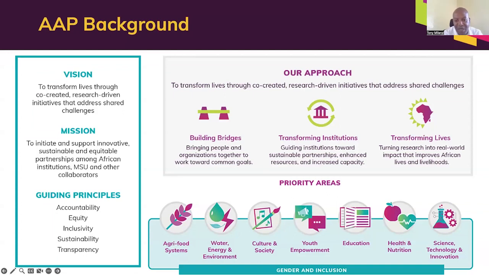We have 7 priority areas. There could be more coming, but as of now, we have agri-food systems, we have water, energy, and the environment, we have culture and society, youth empowerment, education, health and nutrition, and then we have science, technology, and innovation. So this is the new one that I talked about. Next slide, please.